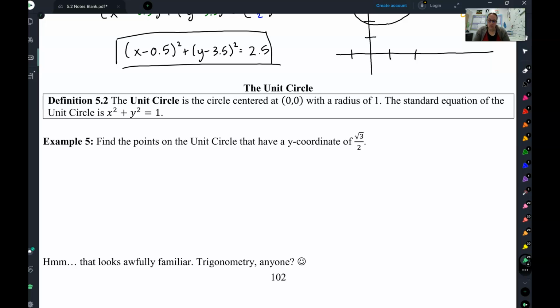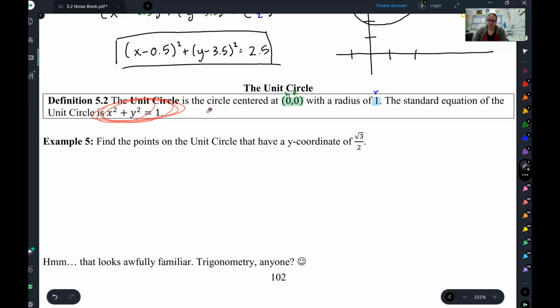So the unit circle is centered at the origin. So there's your h, there's your k, and it has a radius of 1 unit. There's your r. That's how the unit circle is defined. So if we put that into an equation, we would end up with this, where we get x plus h squared, but h is 0, plus y minus k squared, but k is 0, equals r squared, but 1 squared is just 1. So this ends up being the equation for the unit circle: x squared plus y squared equals 1. It has a center at the origin and a radius of 1.